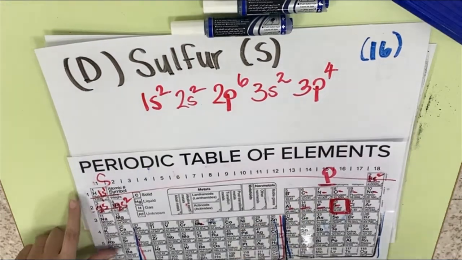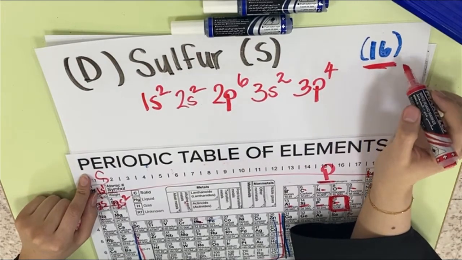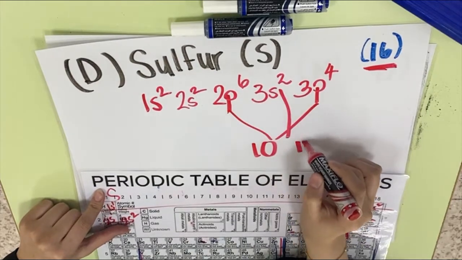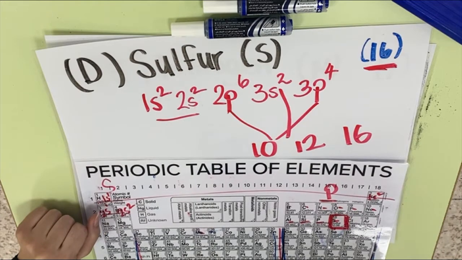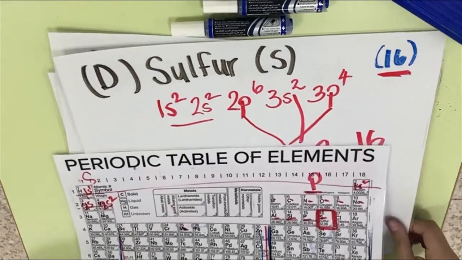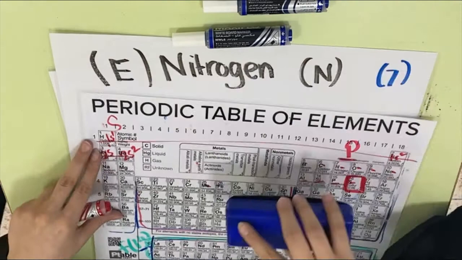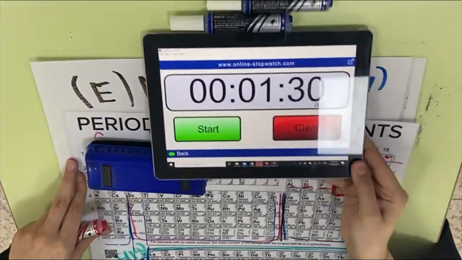Let's check our answer. Atomic number or number of electrons for sulfur is 16. So 6 and 4, 10 plus 2, 12 plus 4, 16. So our answer is correct. I really hope you are getting it right, okay? So we're done with sulfur. Let's get to our last example, nitrogen. I'm going to give you a timer. Please start working.